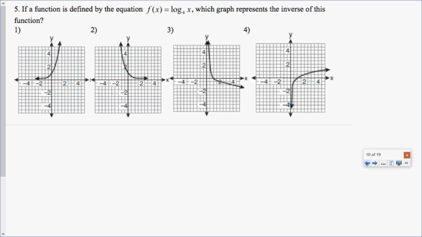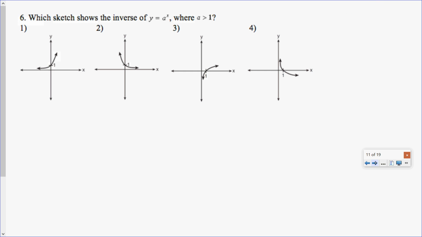Okay, so it's telling us that f of x equals, basically it's telling us we have a logarithmic graph. It's asking for the inverse. Well, the inverse of a logarithmic graph is an exponential graph. So which one is an exponential growth? Choice 1. And it's growth since the base of the log is 4, so basically the base of the exponent is 4. That's it. I'll let you do 6 on your own later.